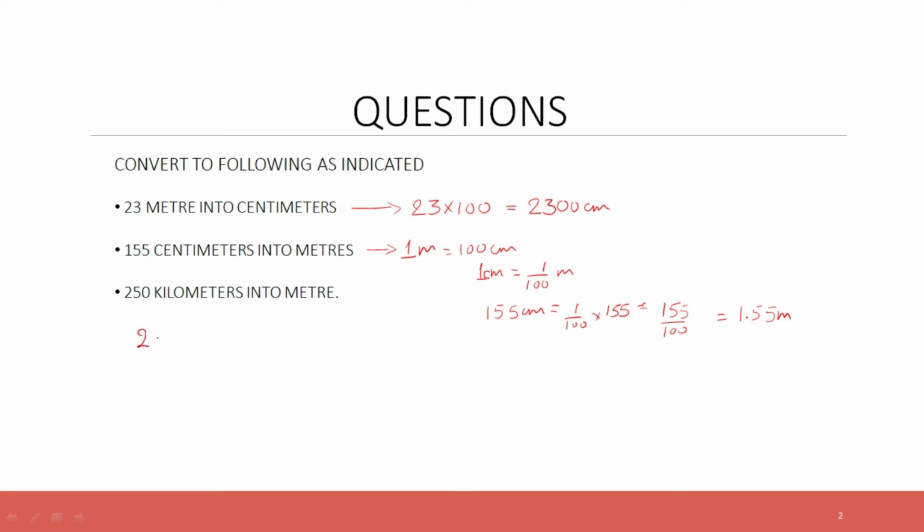And the last one was to convert 250 kilometers into meters. We know that 1 kilometer is equal to 1000 meters. So similarly, we can convert 250 kilometers into meters just by multiplying it with 1000. So it will be 250,000 meters. So these are the solutions of the questions that I gave you in the last video.